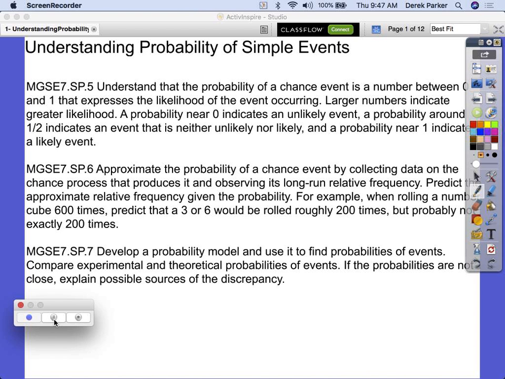Okay, in this lesson, we are going to learn about understanding probability of simple events. In this lesson, you're going to learn about three different standards: SP5, SP6, and SP7. And all three of these standards deal with understanding theoretical probability, what is probability, and experimental probability.